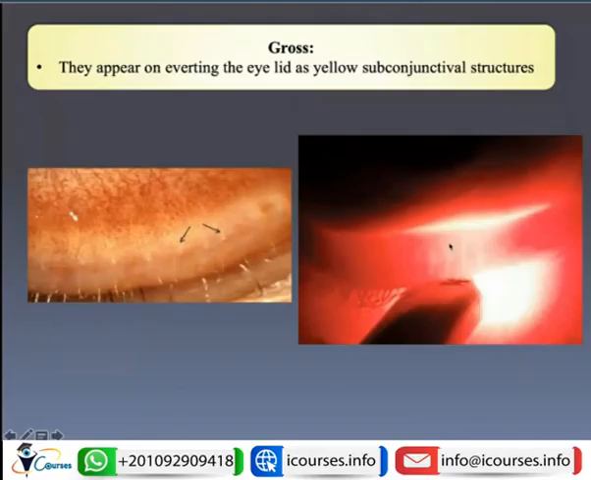And if you evert the eyelid, you will be able to see some vertical yellowish streaks in the palpebral conjunctiva. These are just the meibomian glands embedded in the substance of the tarsus.